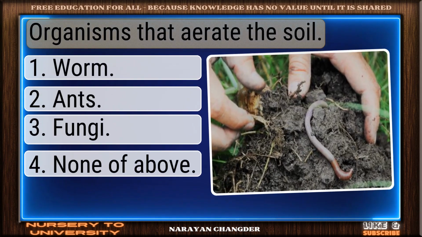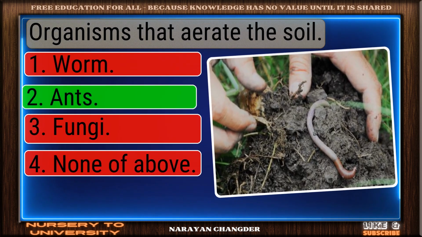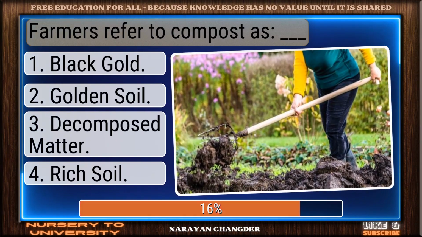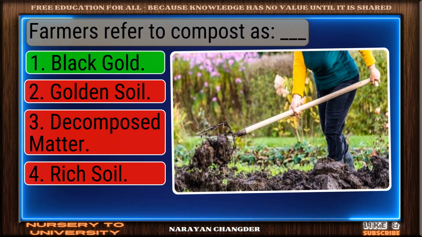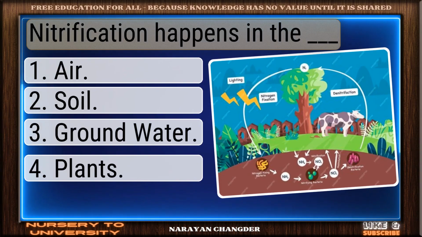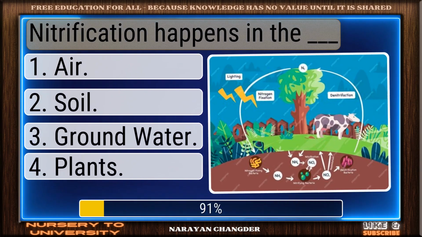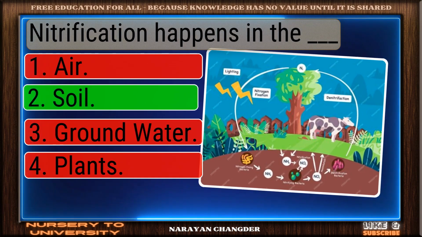Organisms that aerate the soil. Perfect. Ants is the correct choice. Farmers refer to compost as dash. Bravo, black gold is the answer. Nitrification happens in the dash? Nice work. You chose soil and it is correct.